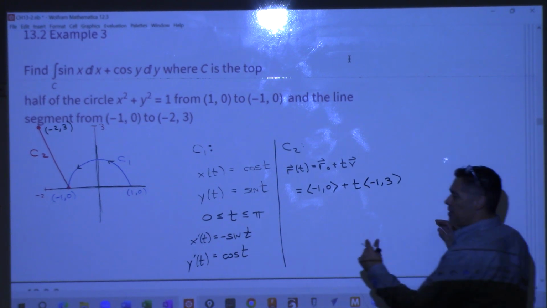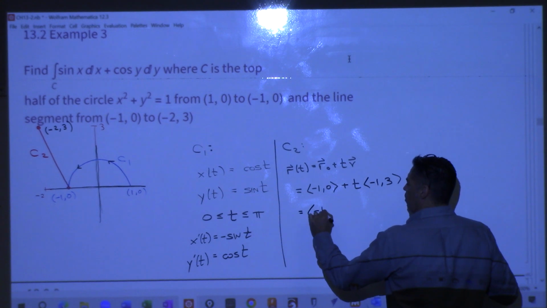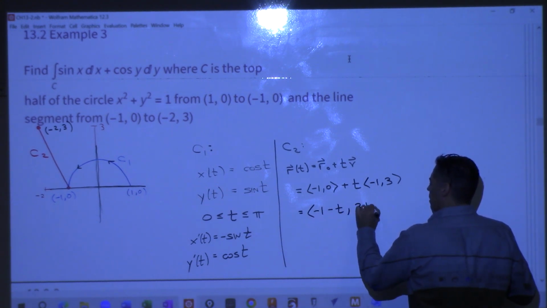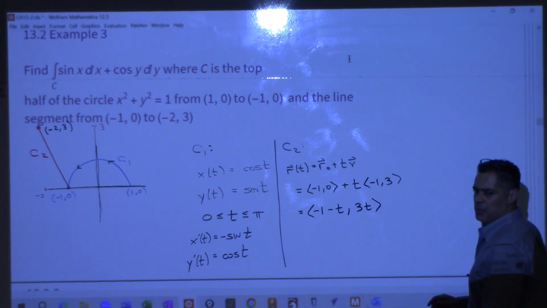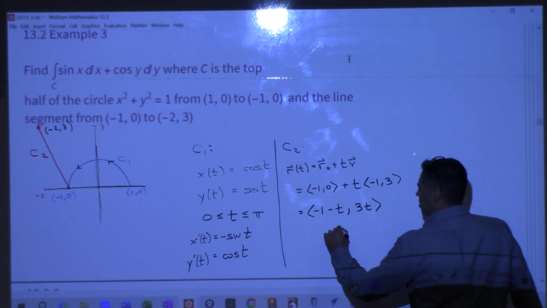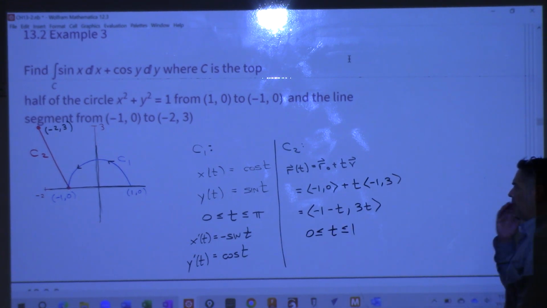Then put those together: -1 minus t, and then 3t. I did that all in one step. And t will go between 0 and 1, always, as long as we set it up that way.